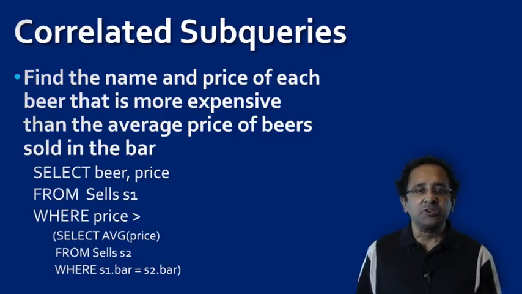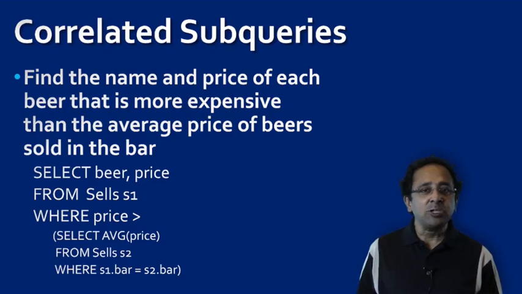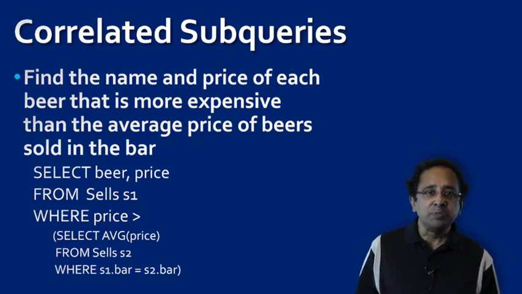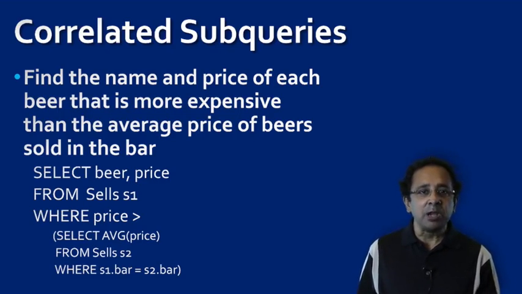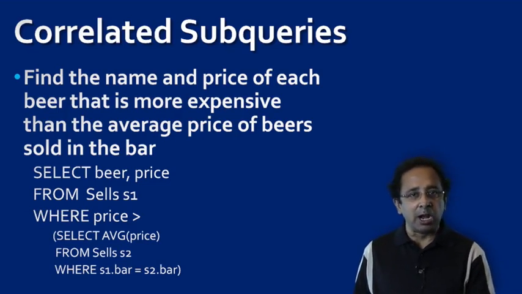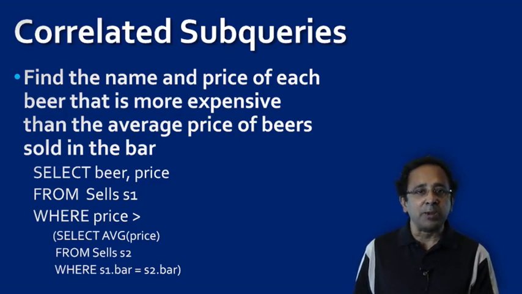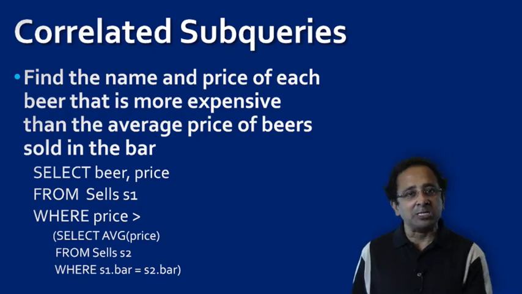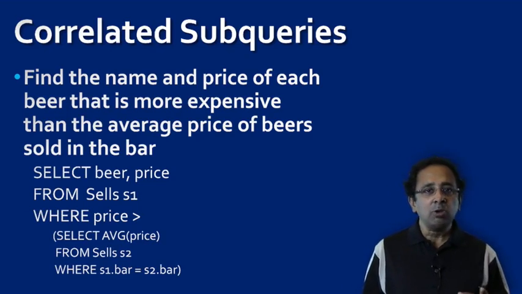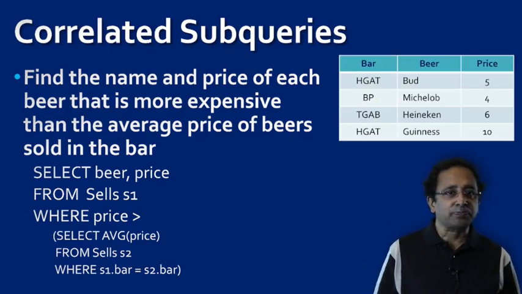Now, this is a more sophisticated query. The intention is to find beers that are more expensive than the average price of beer. But since beers have different prices in different bars, we have to find the average for every bar. Therefore, the idea is to find the average price of beer for every bar and then compare the price of each beer with respect to this average. Now, look at the query and the table.